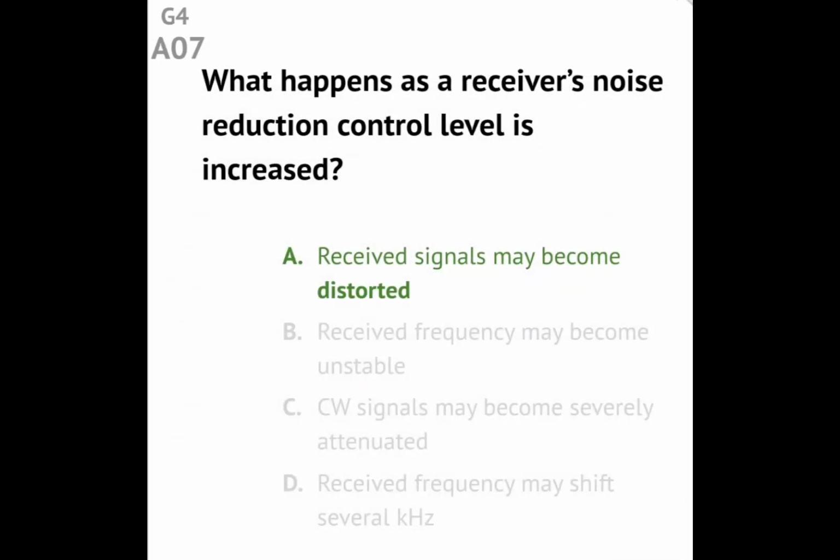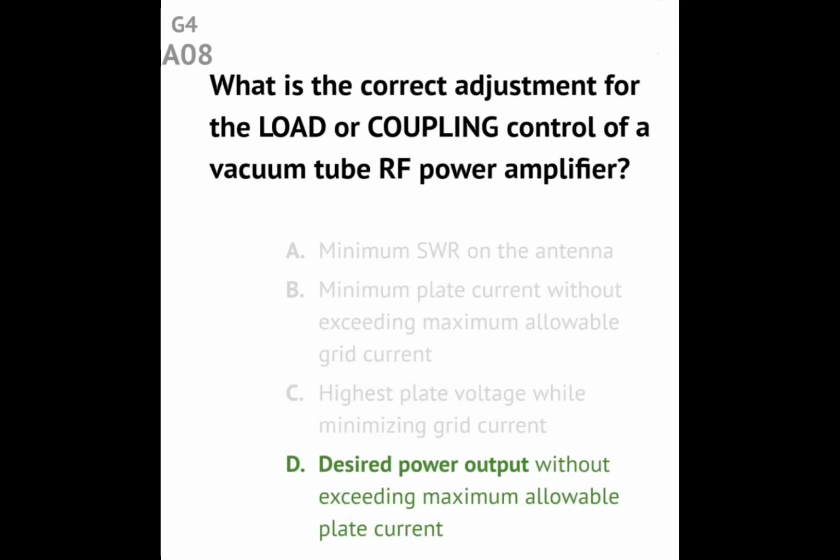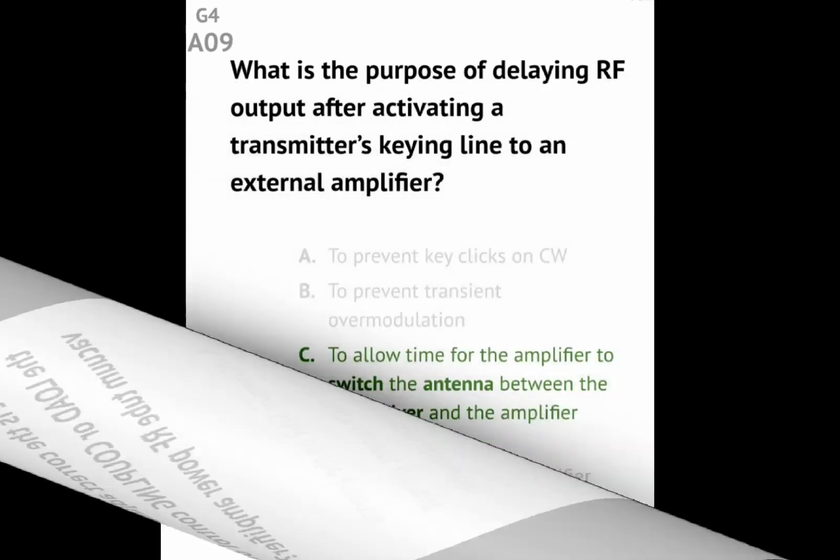Question G4A07. What happens as a receiver's noise reduction control level is increased? Answer: received signals may become distorted. Question G4A08. What is the correct adjustment for the load or coupling control of a vacuum tube RF power amplifier? Answer: desired power output without exceeding maximum allowable plate current.